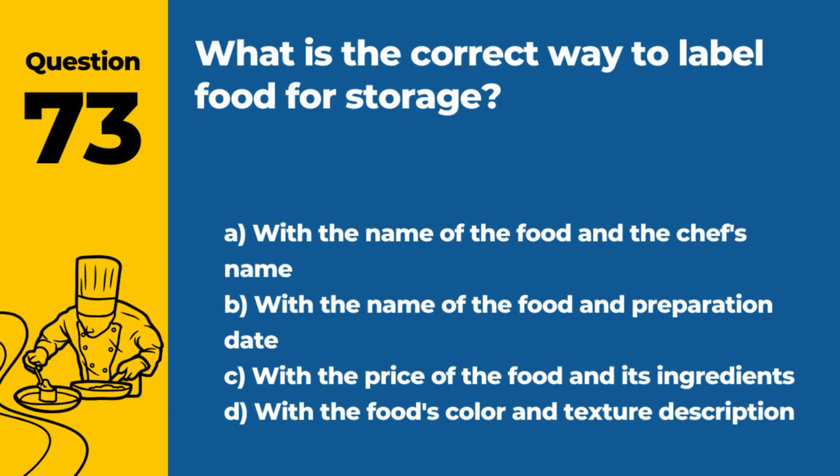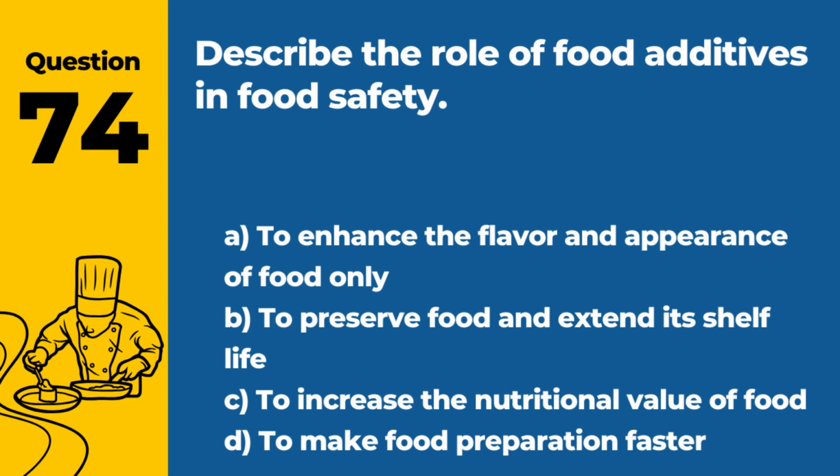Question 73. What is the correct way to label food for storage? A. With the name of the food and the chef's name. B. With the name of the food and preparation date. C. With the price of the food and its ingredients. D. With the food's color and texture description. Answer. B. With the name of the food and preparation date. The correct way to label food for storage is with the name of the food and its preparation or expiration date.